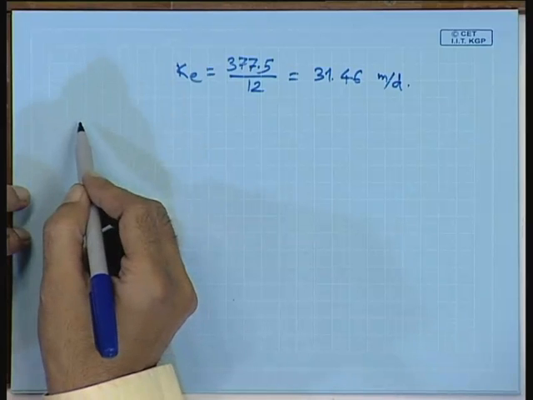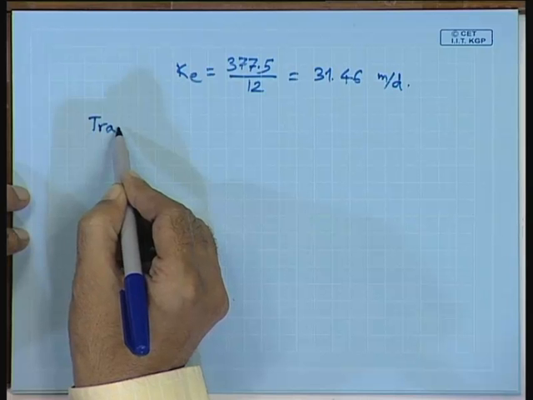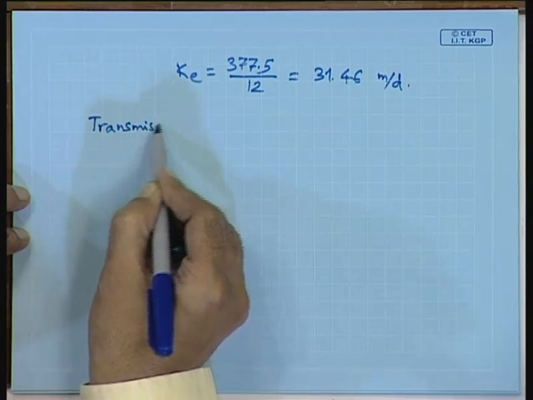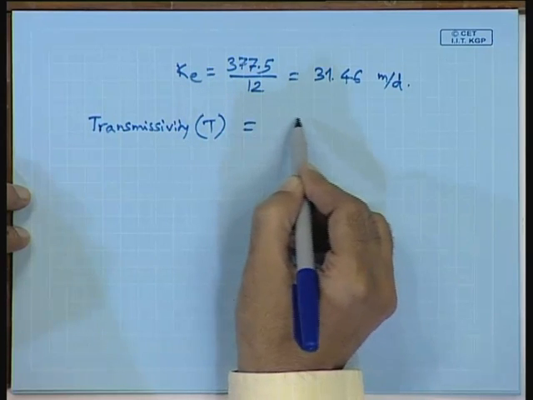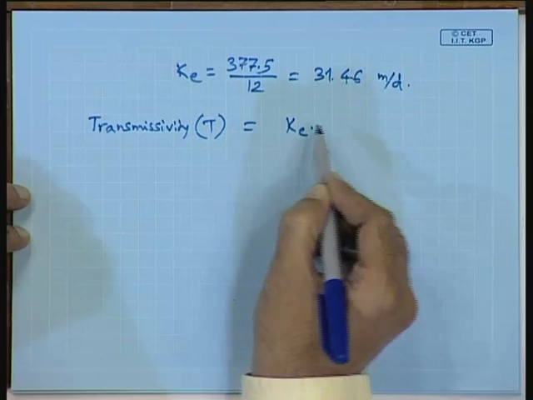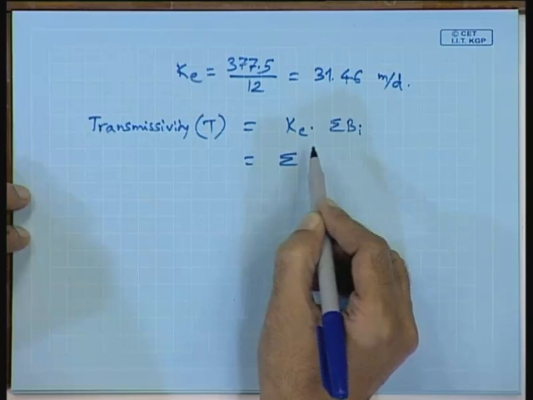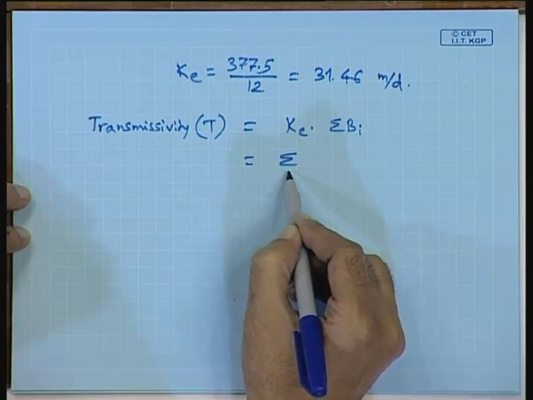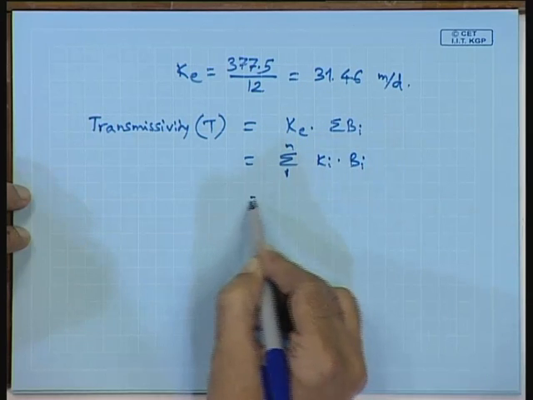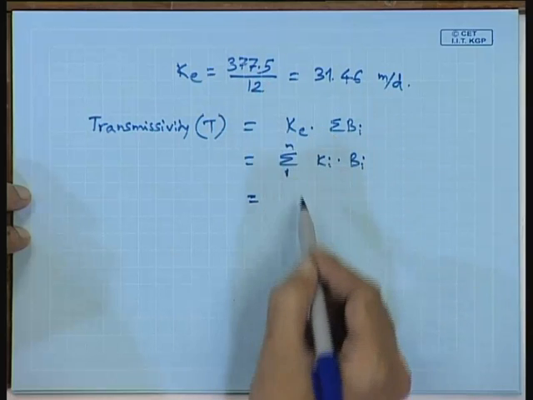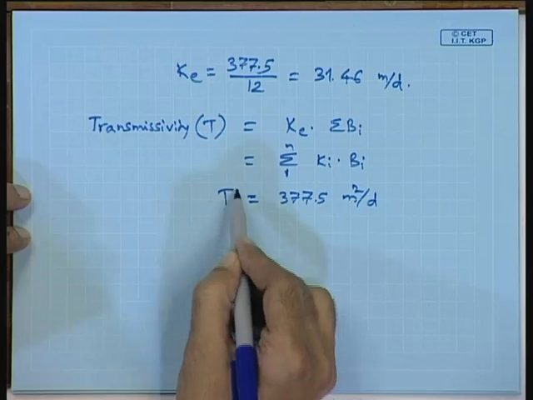And let us also estimate the transmissivity, which is also known as transmissibility. So, this is simply equal to Ke into sigma Bi, which is simply the summation from 1 to n of Ki into Bi, as was the numerator. So, this is 377.5 meter square per day. So, this is the value of transmissibility.